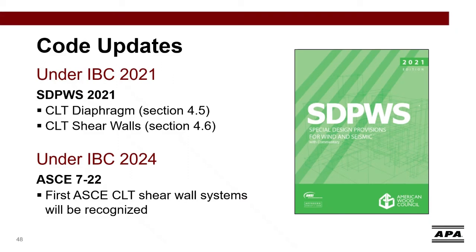The 2021 IBC also references ASCE 7-16, which predates SDPWS 2021, so CLT shear wall systems are not recognized. ASCE 7-22 is the first ASCE 7 to do so, which is referenced in the 2024 IBC.